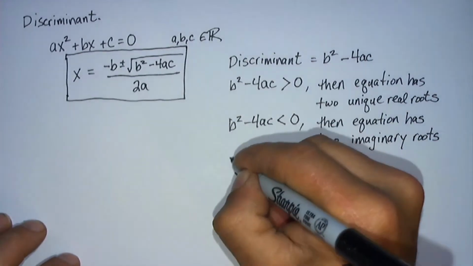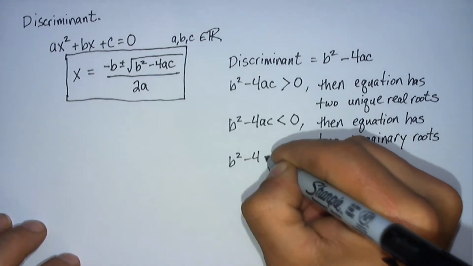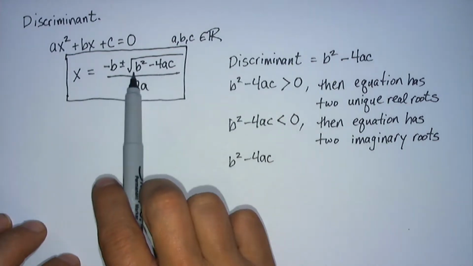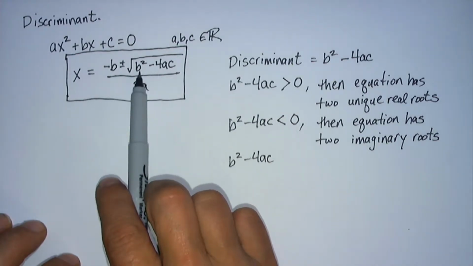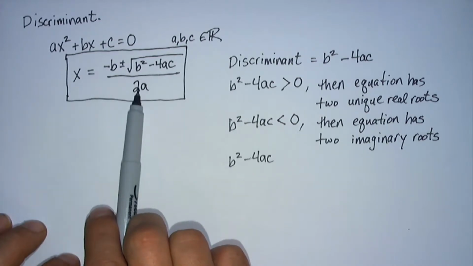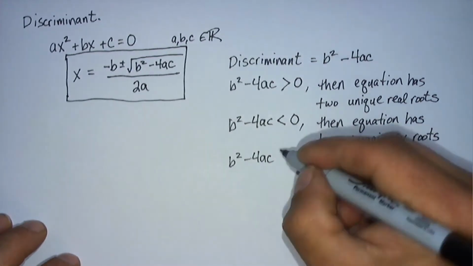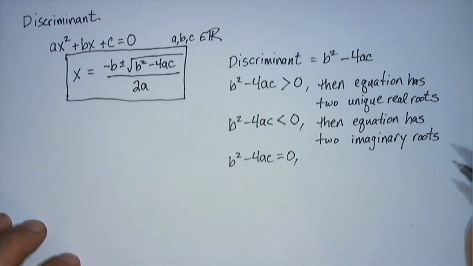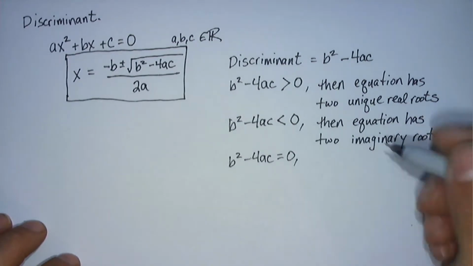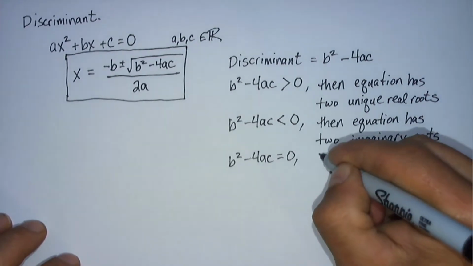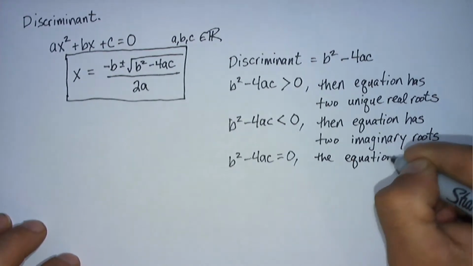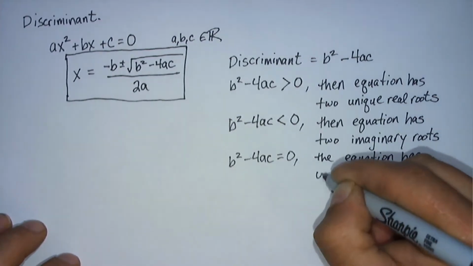And if b squared minus 4ac, there's another option. What if this is 0? Well, if this is 0, the square root of 0 is 0. And therefore, x would just be negative b over 2a. And that's just one number. Technically, we call that a double root. But the equation has one real root.